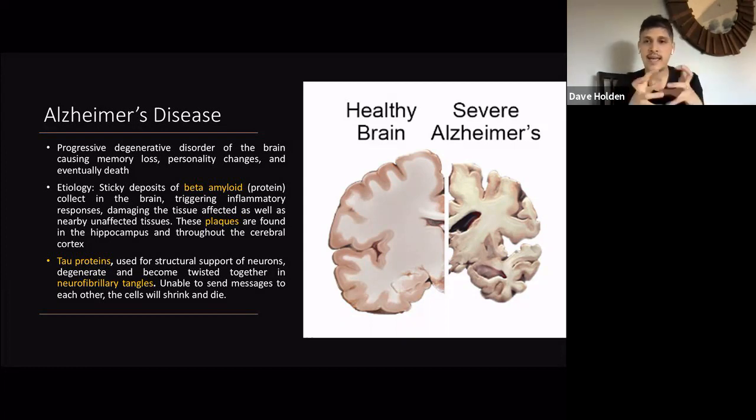So as we tangle up these neurons and the structure starts to collapse and they start getting pulled apart from their neighbors so they can no longer fire together, when they're unable to send messages, the neurons will start to shrink and they will die. And there you see the results with severe Alzheimer's. You see that withering away of the brain as the actual structure of the brain starts to degenerate.